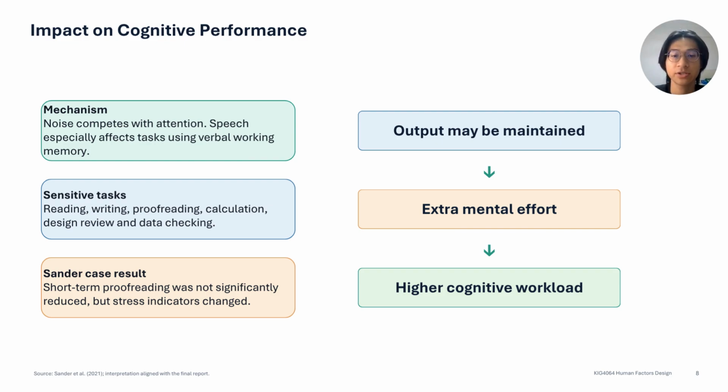Next, open office noise also competes with the worker's limited attention. Speech is especially relevant to tasks that use verbal working memory, including reading, writing, proofreading, and data checking. The worker may maintain the same output for a short period by applying additional mental effort. However, this can increase cognitive workload and reduce comfort in the long run. In the Sanders study, short-term proofreading performance was not significantly reduced in the open plan noise condition. This is important because it prevents us from overclaiming. The noise did not immediately lower the task score, but other measurements showed that the condition was still affecting the participants.